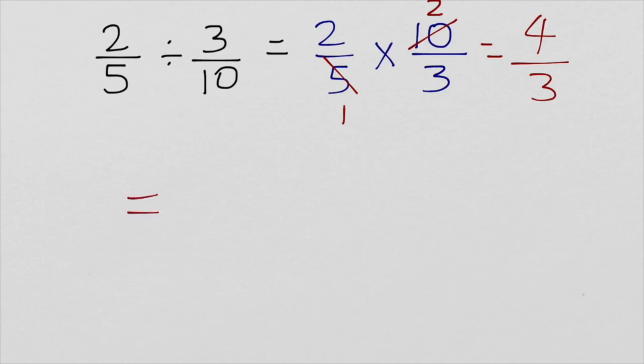But as this is a top heavy fraction, I should really convert this into a mixed number. So 3's into 4 go once, remainder 1, which goes on the top, divided by 3. So we get an answer of 1 1/3.